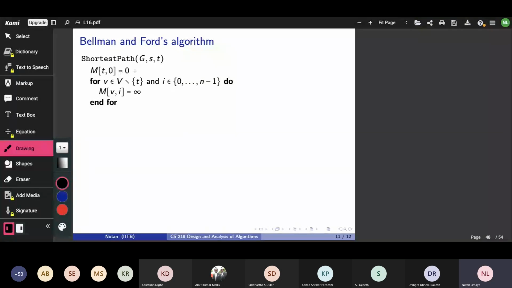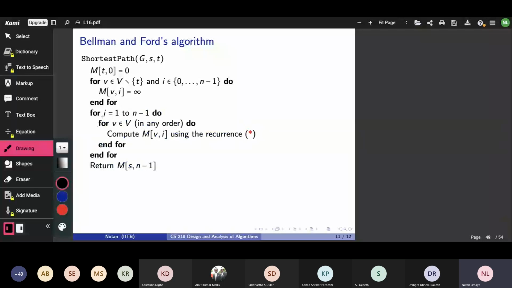The initialization is as follows. These 3 steps, whatever I've written on the slide right now, are just initialization steps. For t comma 0, that is the weight of the path that reaches t using zero number of edges, I just say it is 0 because t can be reached from t without traversing any edge. So it's 0. And now for all other values, initialize to infinity.